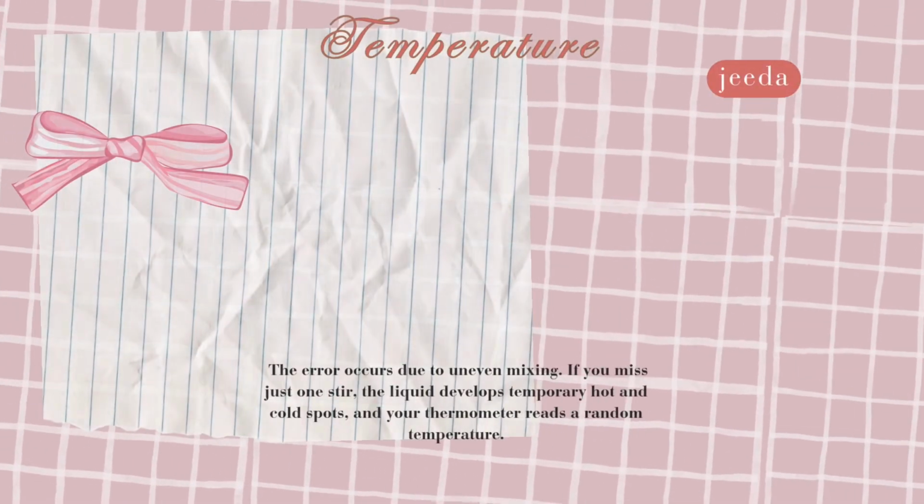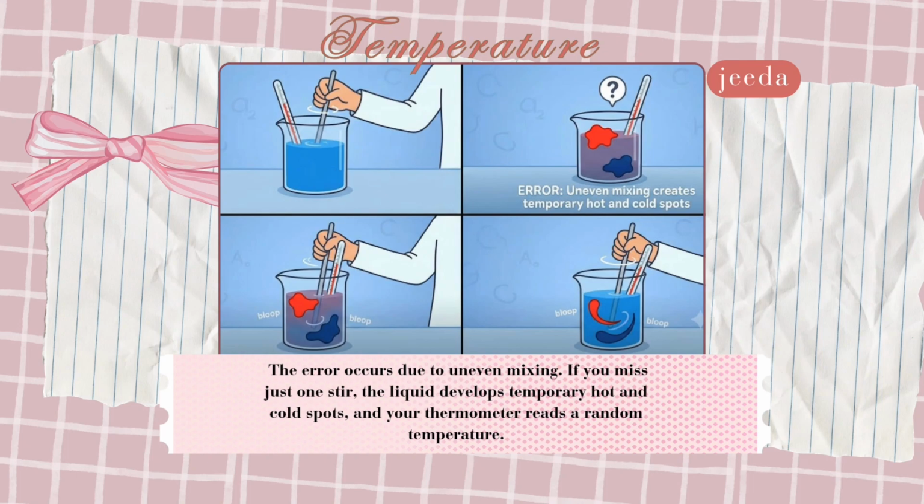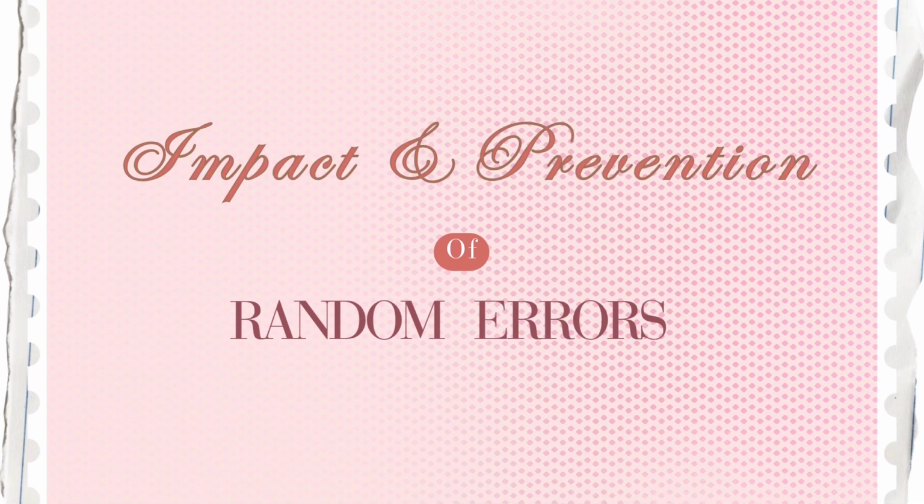Okay, now we will be moving on to the next slide, which is temperature. Another source of error is uneven mixing during temperature measurements. If the liquid is not stirred properly, temporary hot and cold spots can form inside the solution. As a result, the thermometer may measure only one area instead of the overall temperature, giving a random or inaccurate reading. To reduce this error, make sure the solution is stirred thoroughly before recording the temperature so that the heat is evenly distributed.